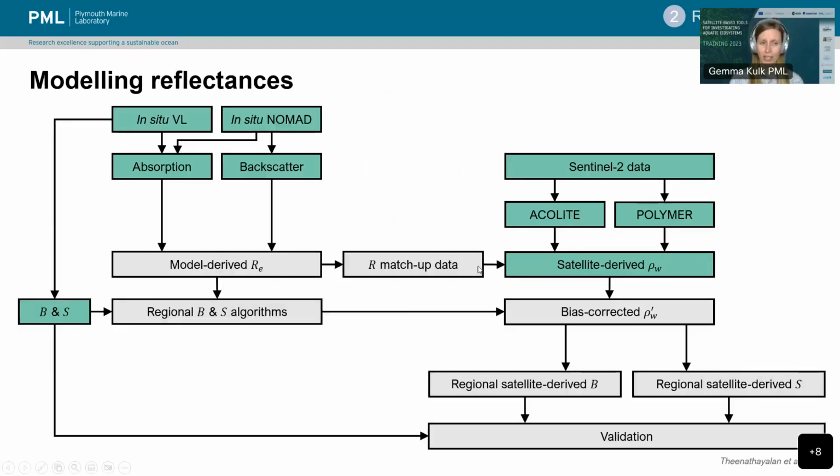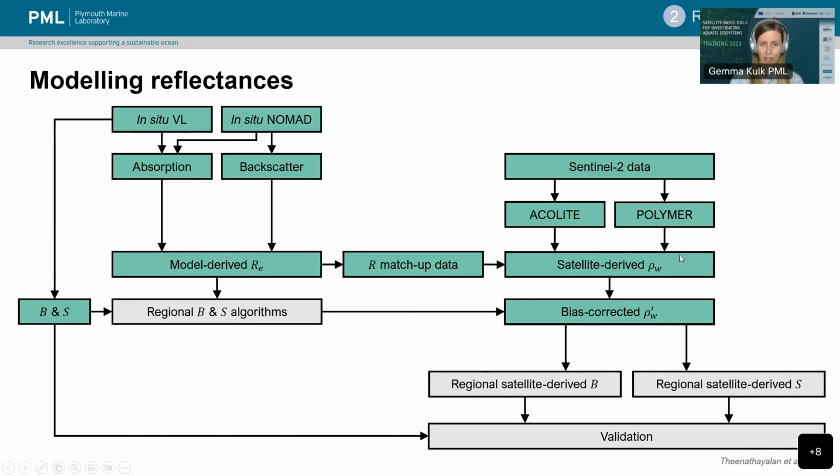The modeled inherent optical properties were then used in a forward reflectance model to obtain model-derived reflectance values. And these model-derived reflectance values were then matched up with the reflectance from Sentinel-2 that we obtained after processing of the level 1C data with ACOLITE and POLYMER.